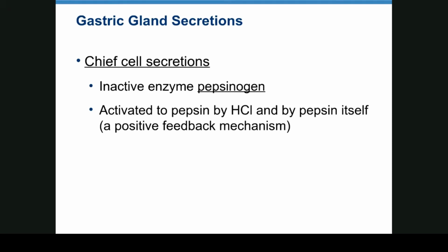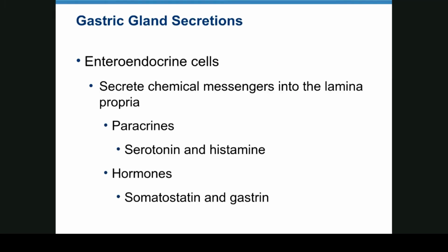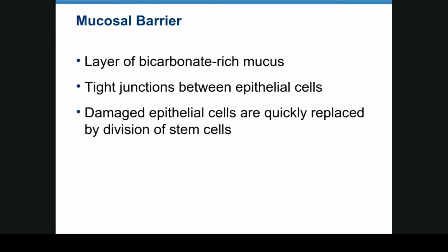Okay, chief cells secrete an inactive enzyme called pepsinogen, which is activated by the hydrochloric acid from the parietal cells, and you get a positive feedback. And this continues to help digest protein. We also have enteroendocrine cells that secrete local hormones and local messengers that help control the movement of the stomach. Mucosal barrier: bicarbonate-rich mucus, tight junctions between epithelial cells, and also the epithelial cells that are damaged are quickly replaced.